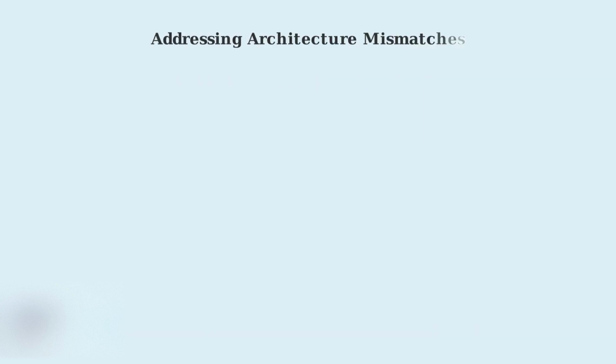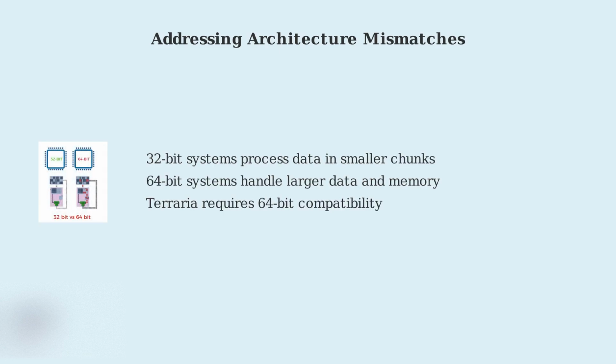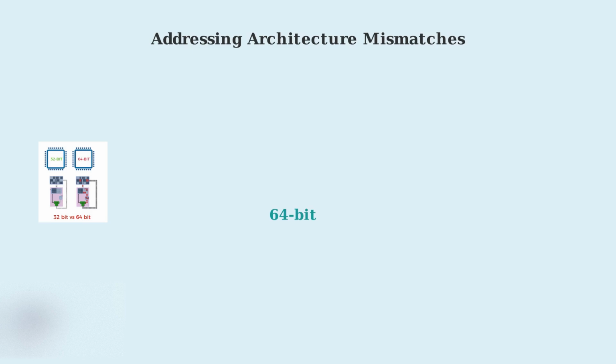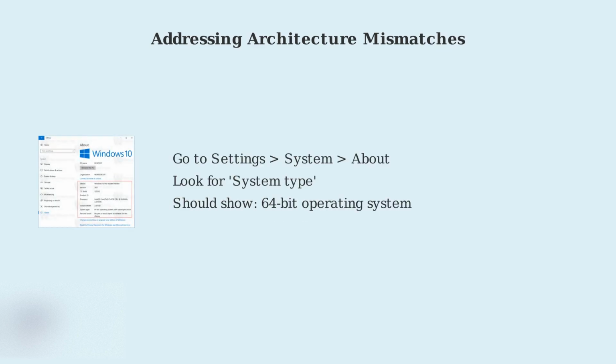The bad image format exception in Terraria often stems from architecture mismatches between 32-bit and 64-bit systems. Terraria is designed for 64-bit Windows, which can handle larger amounts of memory and data more efficiently than 32-bit systems. To ensure your system is 64-bit, check your Windows system information in Settings. Almost all modern computers are 64-bit, but it's important to verify this setting.